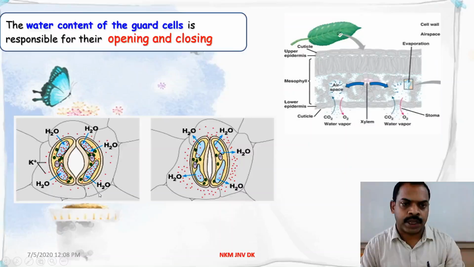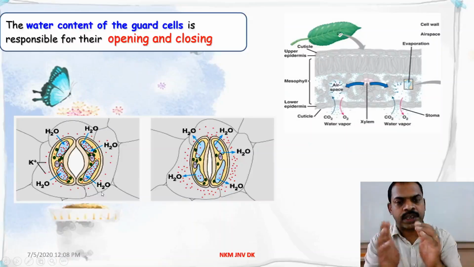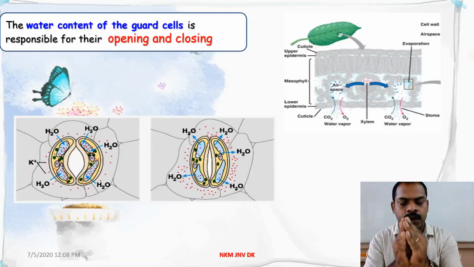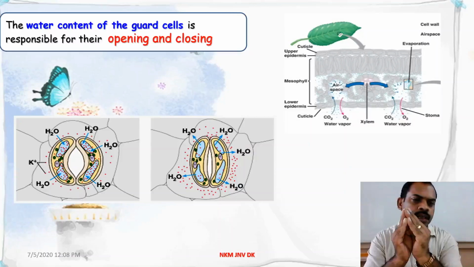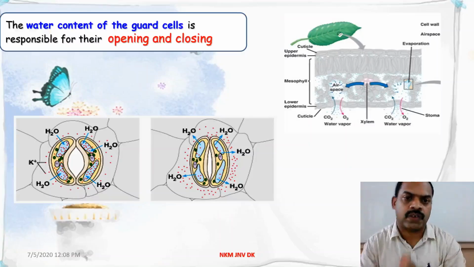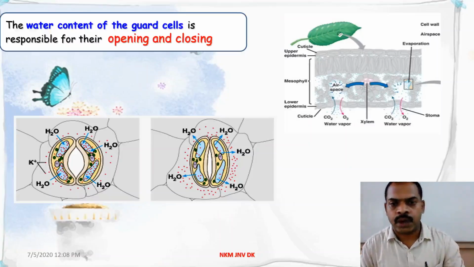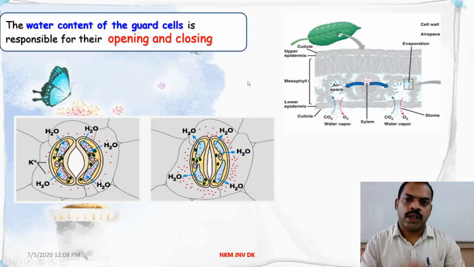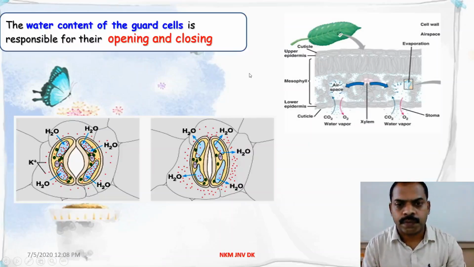You can see in this first image, as water enters into the vacuoles of the guard cells, the guard cell becomes turgid. So it becomes turgid and opens. When the water is lost, the guard cell becomes flaccid and closes. This is how stomata open and close. That opening and closing of stomata also controls the entry and exit of gases: the entry of carbon dioxide and the exit of oxygen.